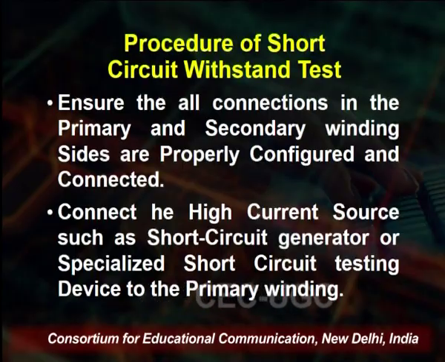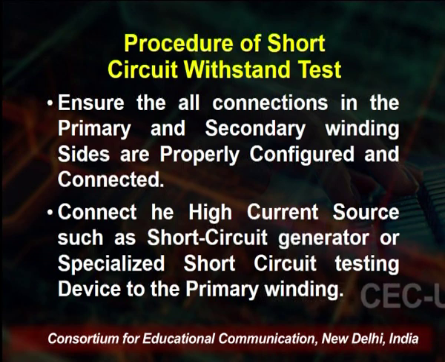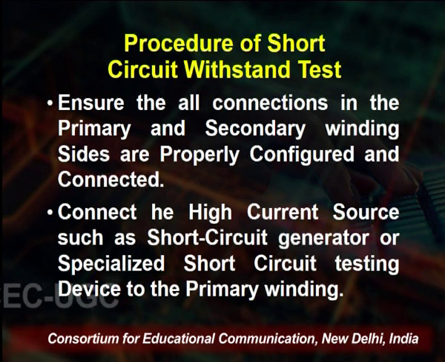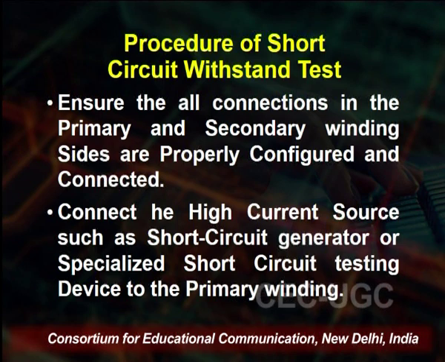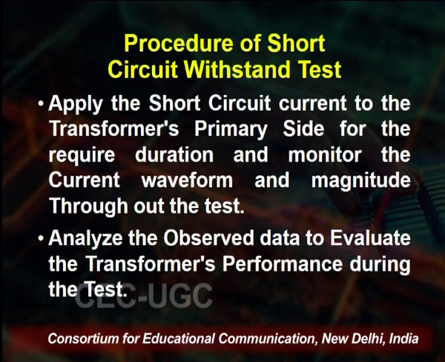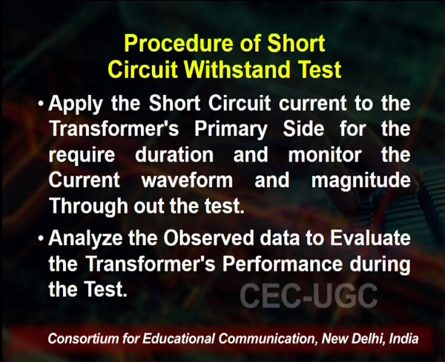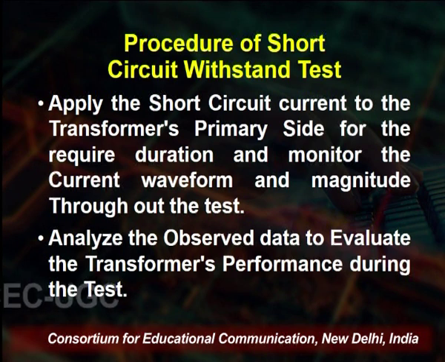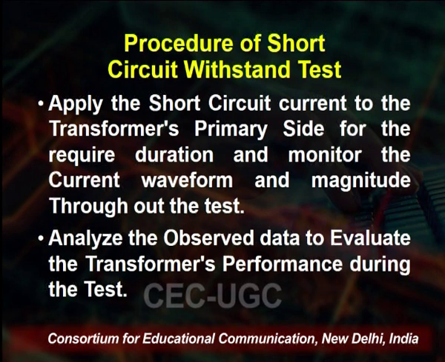First, ensure that all connections on the primary and secondary winding sides are properly configured and connected. Another step is to connect high current sources, such as a short circuit generator or specialized short circuit testing devices, to the primary winding. The next step is to apply the short circuit current to the transformer's primary side for the required duration and monitor the current waveform and magnitude throughout the test.